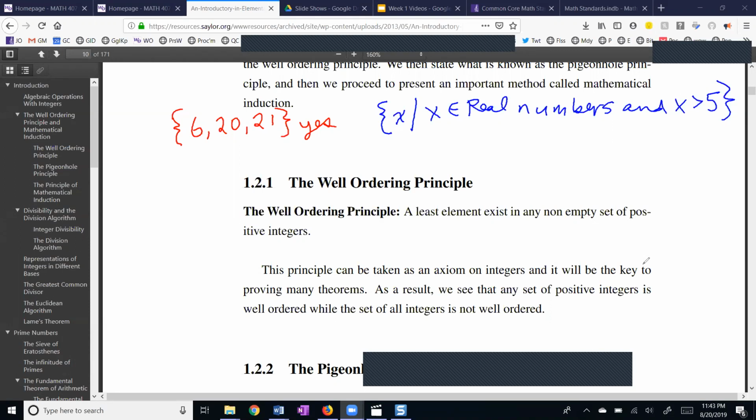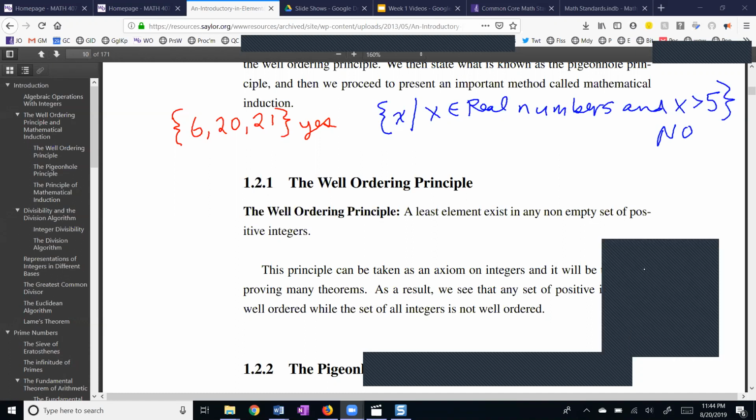You might think about that. Is there a single least element? And the answer is no. If you think the least element is 5.1, you can get smaller than that, 5.01, and you can get smaller than that. This set does not have the well-ordering principle.